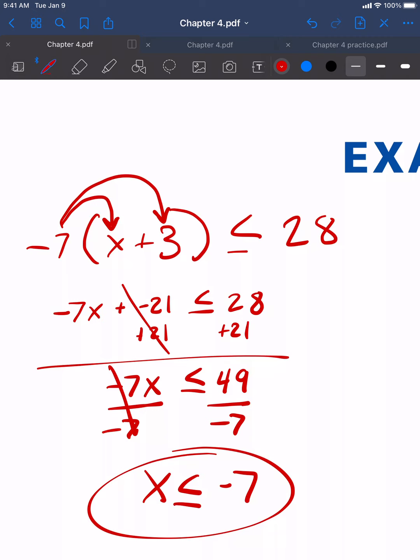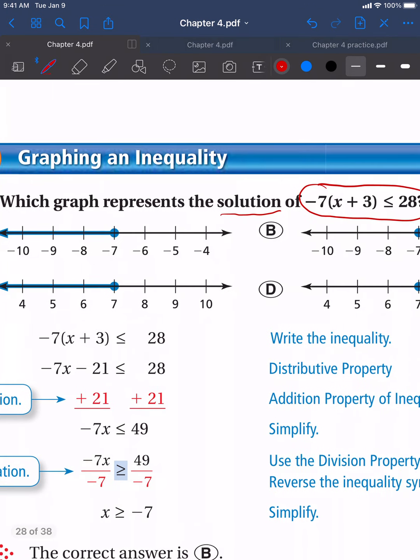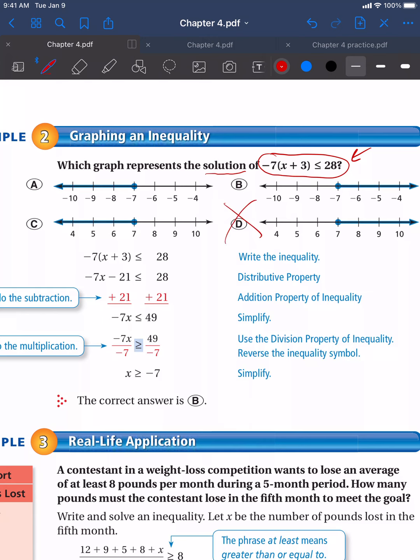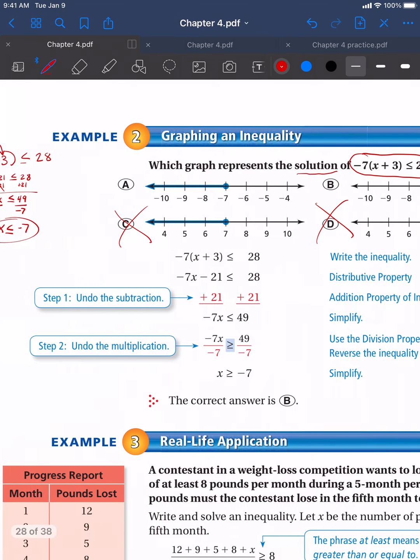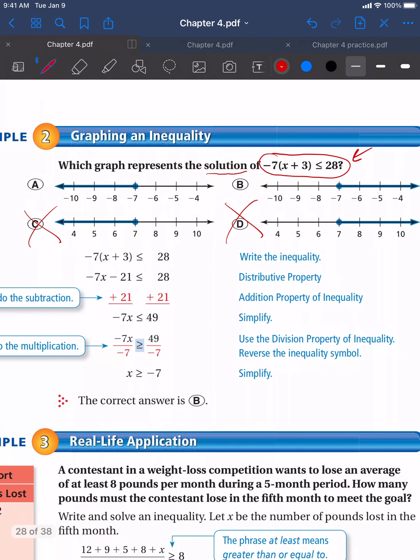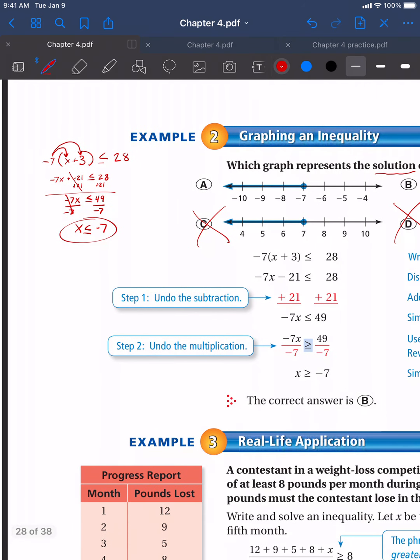So it looks like it's going to be a closed circle at negative 7. Okay, so let's go look at the graphs they gave us. So far, C and D are out because I'm looking at their 7s, and those are the positive 7s. Now we're looking at A and B. My answer is x is less than or equal to. Is it going to be A or B? A. Why? It's got to go to the left if it's less than.